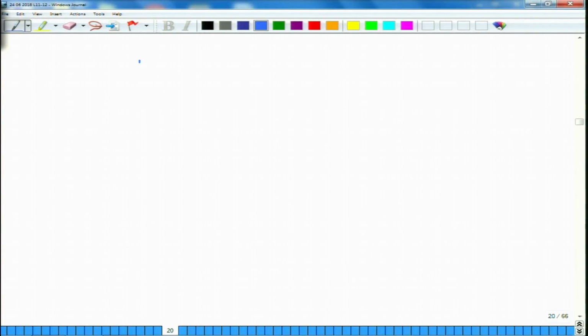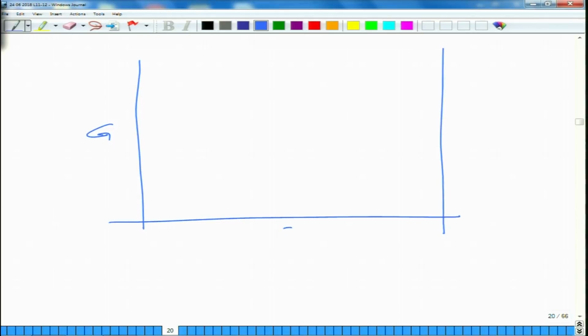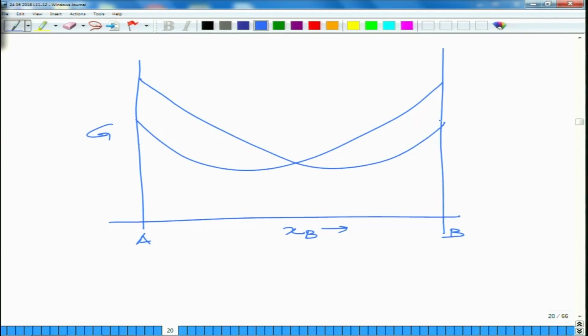We saw that we have a scenario like this. This is the G-x curve. You have one phase with a free energy curve like this, another phase with a free energy curve like that. This is, let us say, G alpha, this is G beta. So this is basically G A in alpha, G B in alpha, G A in beta, and G B in beta.